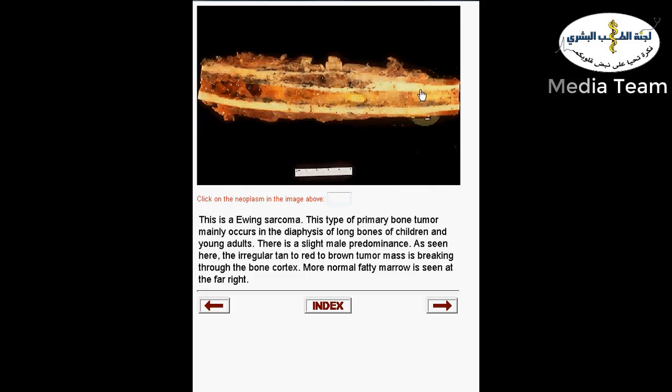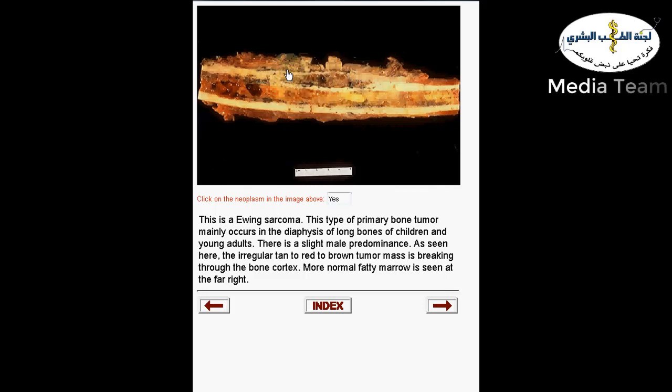So normally we said there are cortex and medulla. If you look at the cortex at the bottom of the picture, it's intact, it's white, it's thick, it looks normal. If you look at the cortex at the upper part, it's being infiltrated by this hemorrhagic brown lesion, okay? So this hemorrhagic brown lesion can be benign, can be malignant, we don't know.